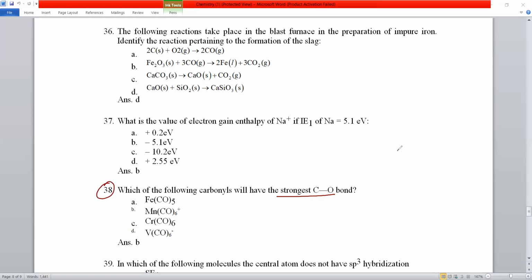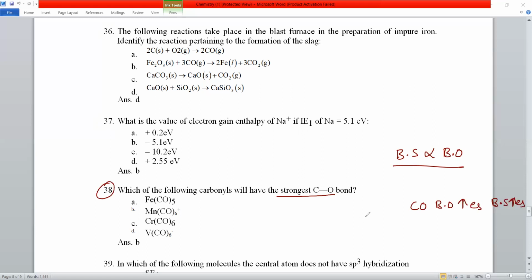Strongest means bond strength of CO should be directly proportional to the bond order, right? Directly proportional to the bond order. Nothing but CO bond order is more means bond strength is more. BO should be greater. BO increases and bond strength also increases.